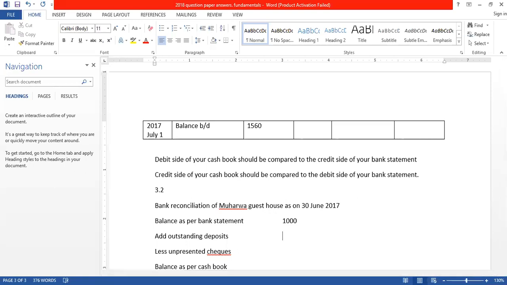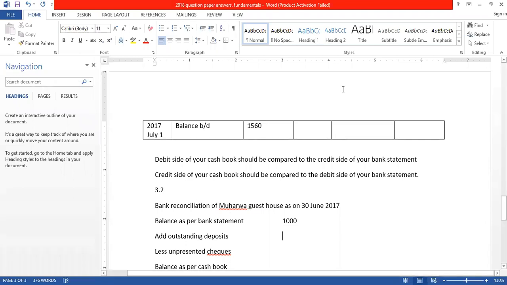And what did I say? Which ones are outstanding deposits? Who still remembers? Which amounts are our outstanding deposits? Who wants to give it a try? The deposit, the amount in the cash book that is not appearing in the bank statement. Now the amount on which side? On the debit side.